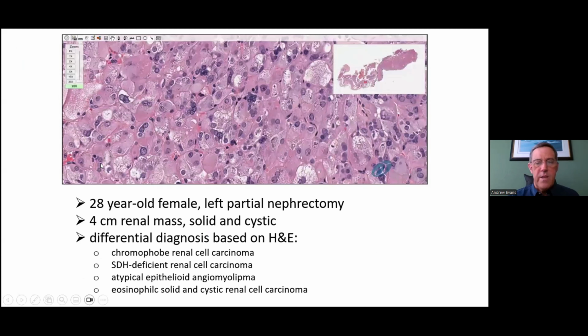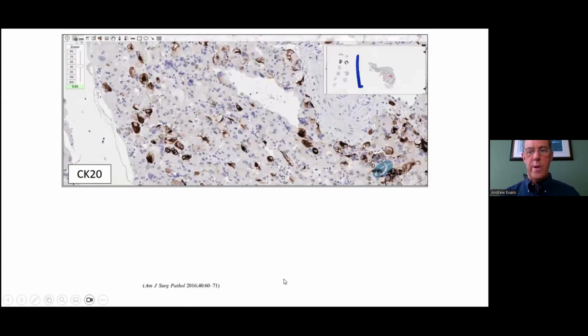And here's one such example of how digital really saved having to send a whole case down. It was a 28-year-old female who had a left partial nephrectomy for an interesting kidney tumor that on imaging was solid and cystic. This was my differential diagnosis based on the radiology characteristics and the histology, and I felt very strongly it was going to turn out to be an eosinophilic solid and cystic renal cell carcinoma, quite rare. There was one particular stain that they had not done, which was cytokeratin 20, and CK20 is extremely rare.